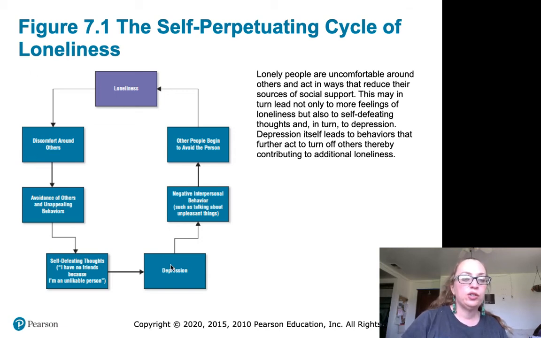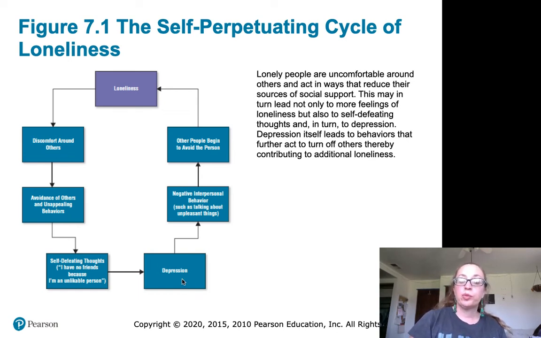You're depressed. I mean, it could start either way. You could start as lonely, you could start as depressed. But if you're depressed, then usually there are negative interpersonal behaviors, such as constantly talking about unpleasant things. Other people begin to avoid you. You become lonely. When you're lonely, you have discomfort around others. And you often see this with introverts, who feel socially awkward around people.